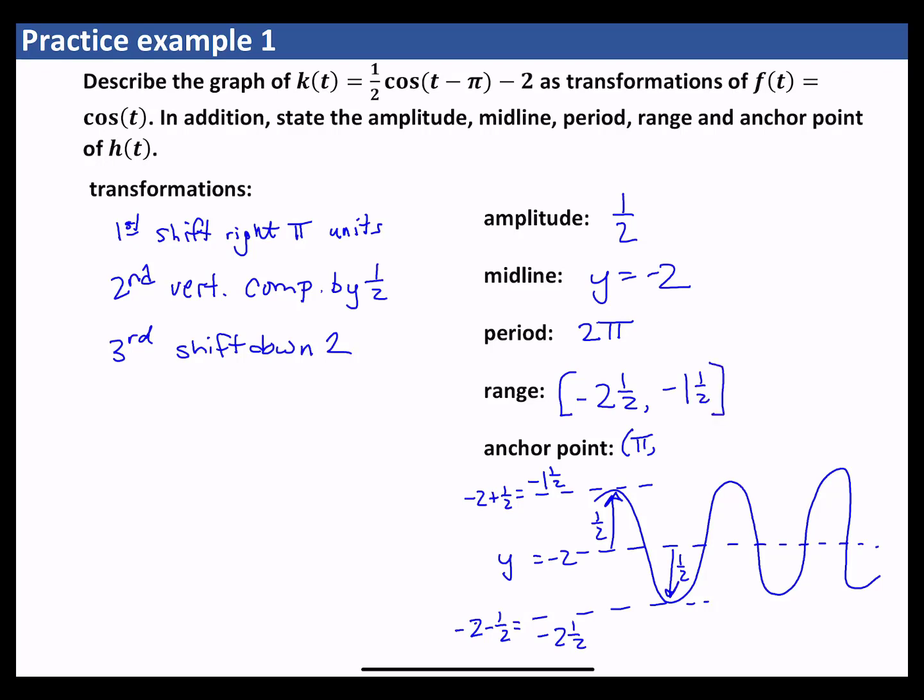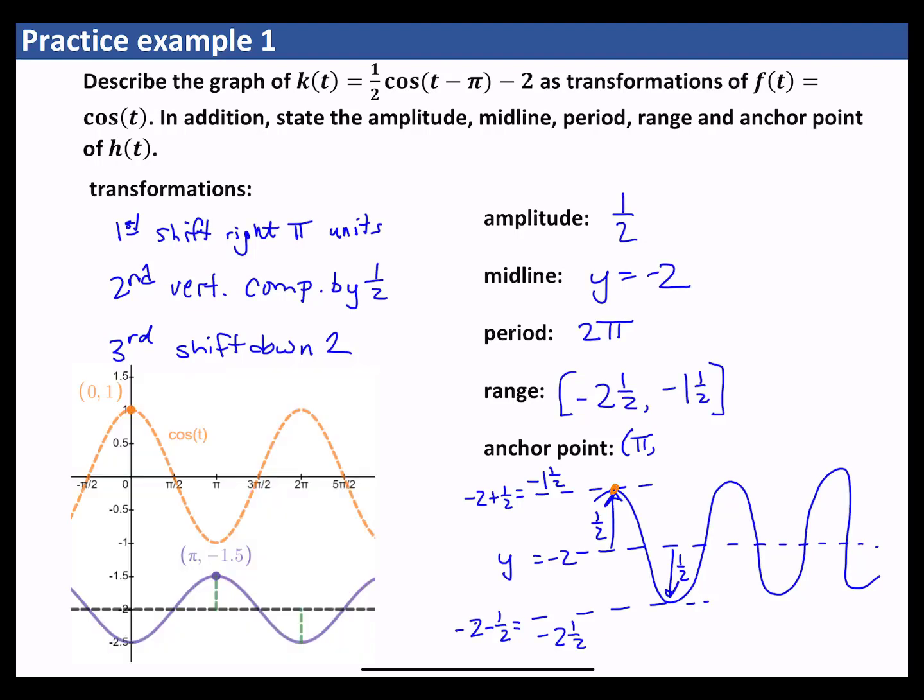Lastly, because we know that the cosine of t normally starts at its maximum, we know that the output coordinate of the anchor point is the maximum value we found in the range, -1.5. And here is a graph to confirm our findings. We can verify that the amplitude is 1/2, the midline is y equals -2, the period is still 2 pi, and the range is -2.5, -1.5. And the anchor point is at pi, -1.5.